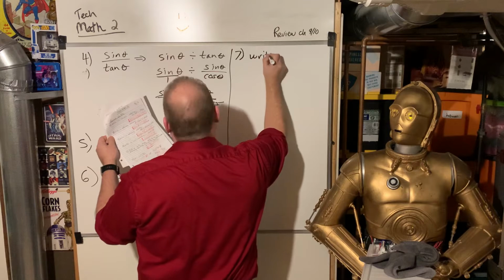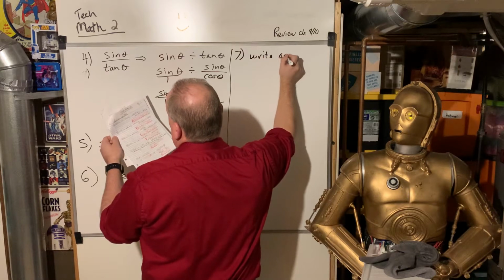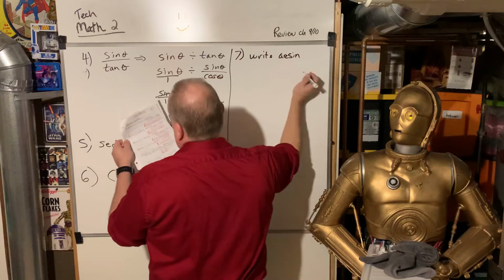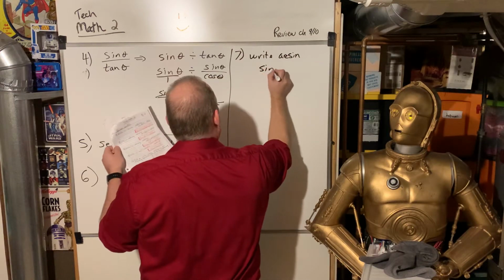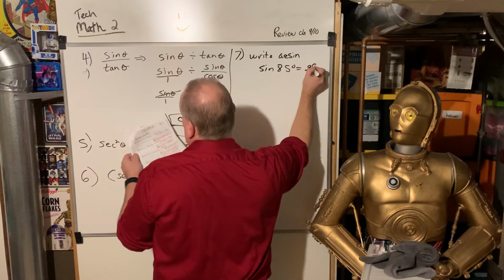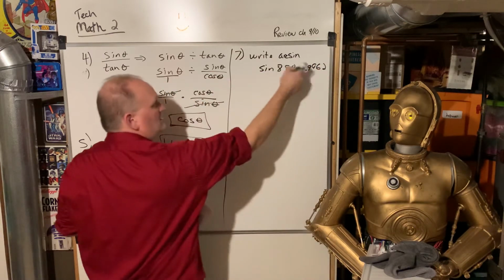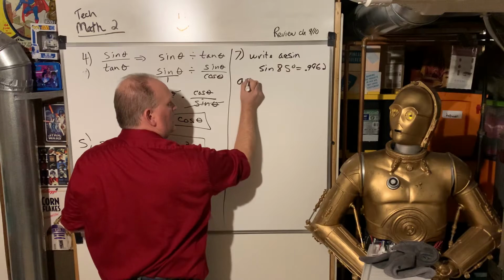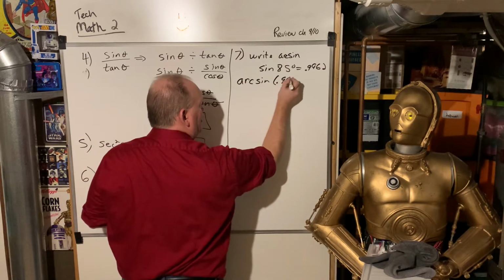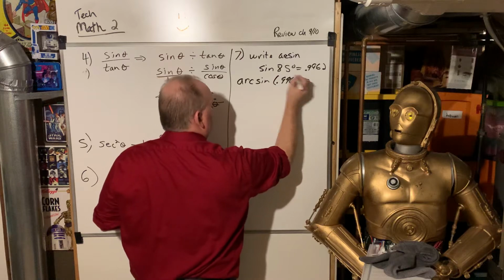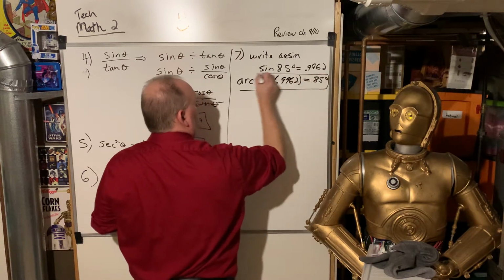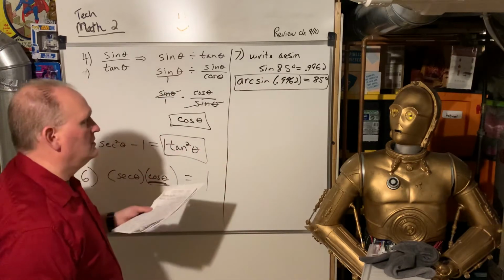So write the arc sine notation. Put it in arc sine. Okay, so that's fine. Look, they give you the sine of 85 degrees is equal to 0.9962, and they want you to write it with an arc sine. So you just say arc sine of the 0.9962 is equal to the 85 degrees. That's it. So you just rearranged it.